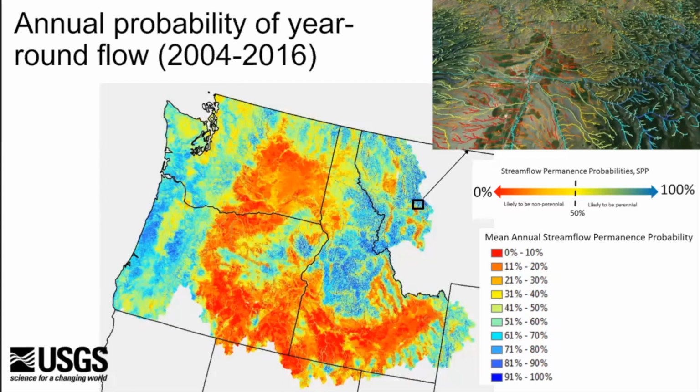And stuff that's hovering around 50% may represent streams that may be on the edge, like they're kind of perennial in some years, or they're kind of intermittent. They're just kind of those threshold streams. Or it could just be a limitation in the model where what's controlling stream flow permanence at that location is not well captured in the model.